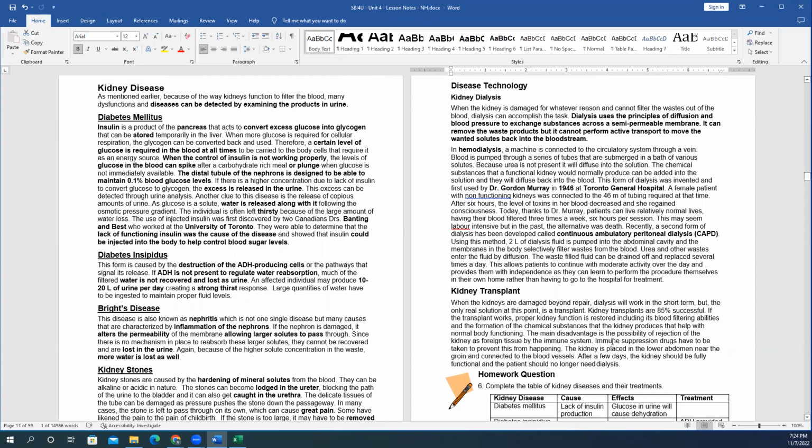And as we talked about earlier on, the job of the kidneys is to filter blood. So one way to be able to detect a diseased state is to examine the presence of various products in the urine.